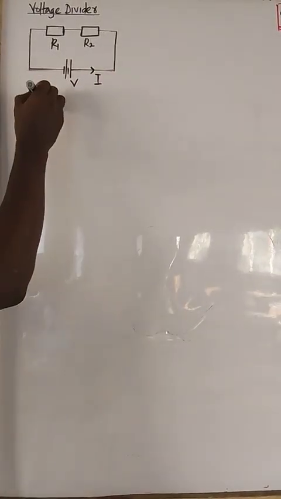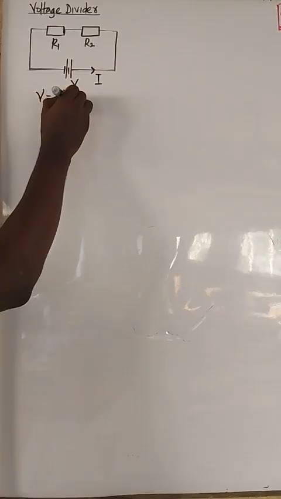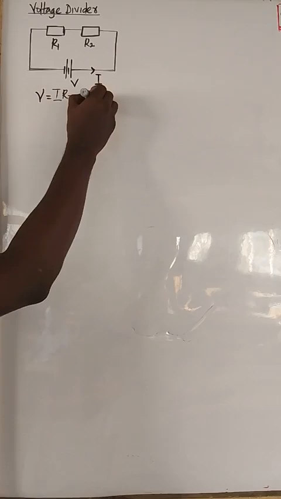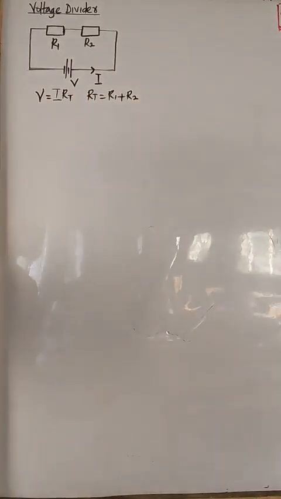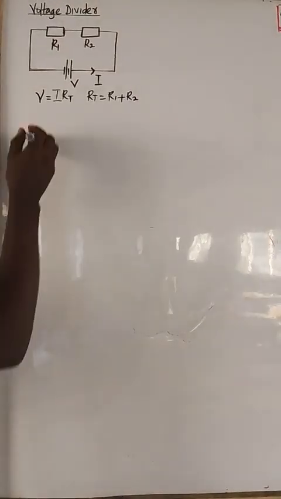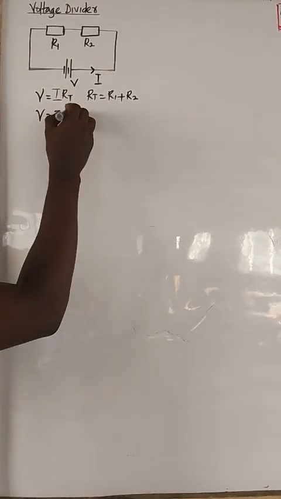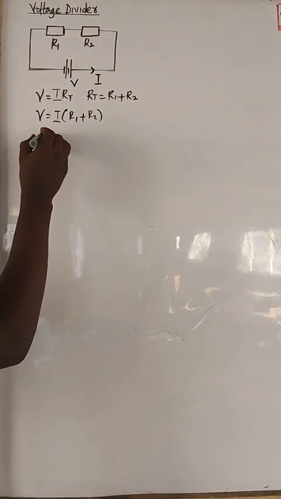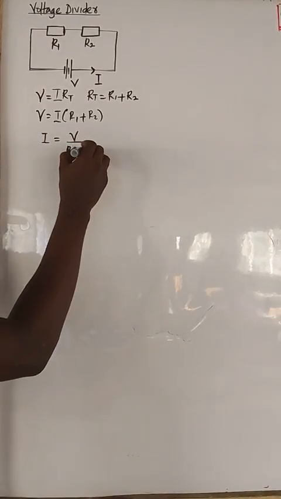According to Ohm's law, total V equals I times total R. Now what is total R? Since they are in series, total R equals R1 plus R2. So from here, we can say V equals I times total R, which is R1 plus R2. Making I the subject, I equals V over R1 plus R2.